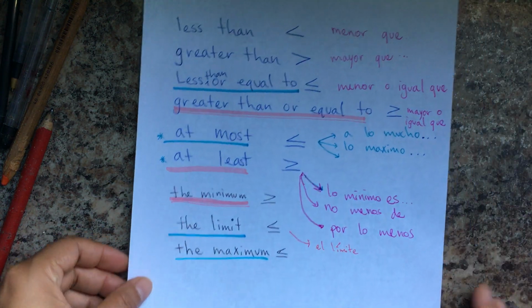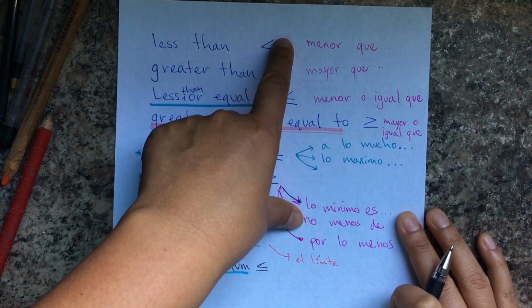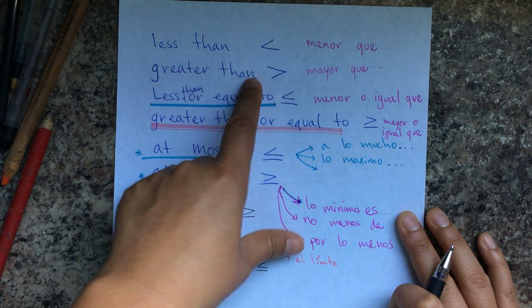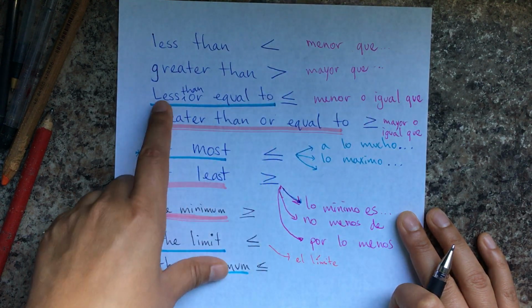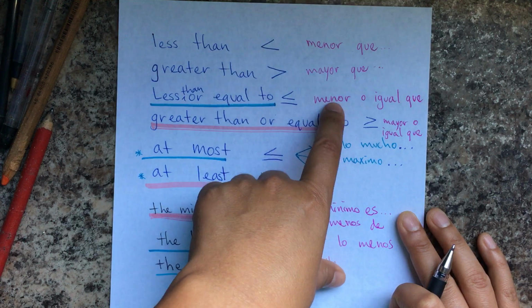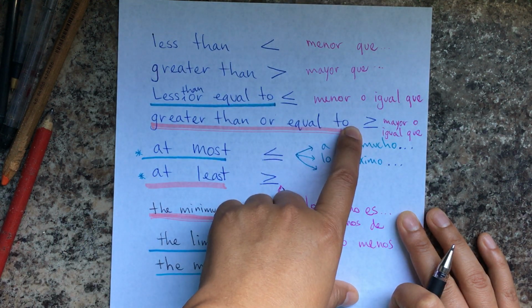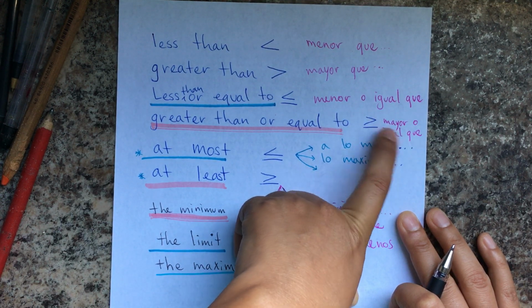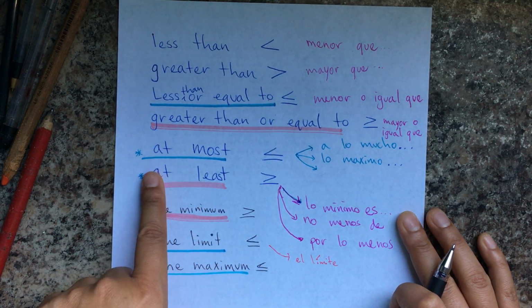Okay, before we start, let me give you some vocabulary in reference to inequalities. So less than is this symbol, menor que. Greater than is this symbol, mayor que. Less than or equal to, menor o igual que. Greater than or equal to, mayor o igual que. And these include the number that is on the right, okay?